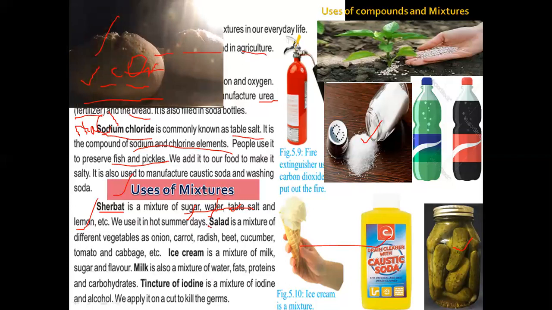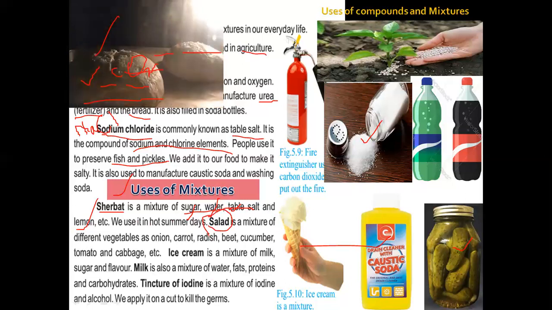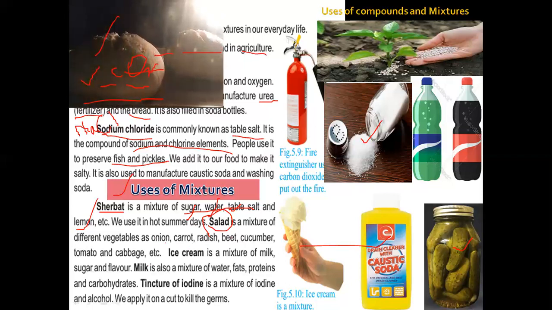So number two is the salad. Very, very healthy, tasty. And whatever vegetable, fruit you want, there is fruit salad, vegetable salad, and like that, whatever you want to add in that, onion, carrot, radish, beet, cucumber, tomato, cabbage, that is up to you. So the cutting and just combination of these, they are called mixture.